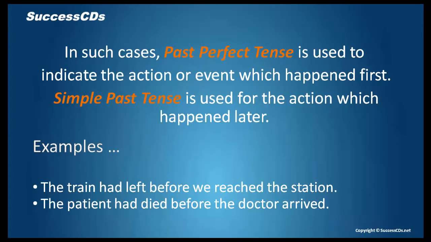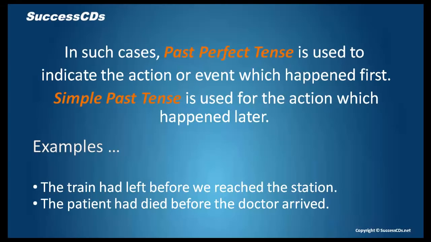Now look at these examples below. The train had left before we reached the station. The patient had died before the doctor arrived. Now in both these sentences, there are two actions. The train had left. We reached the station. These are two actions. The first action is the train had left. We reached the station is the second action.